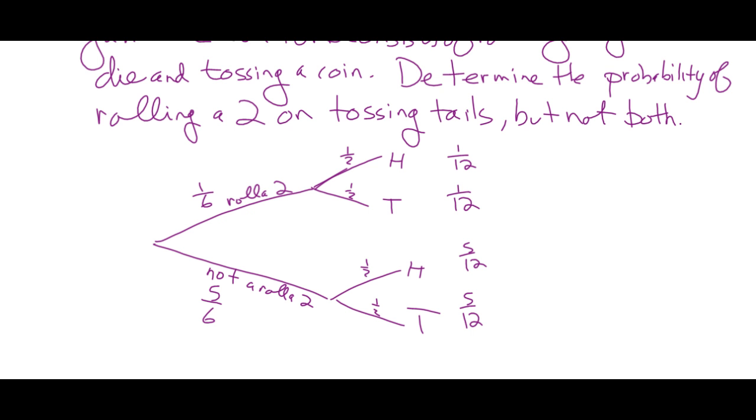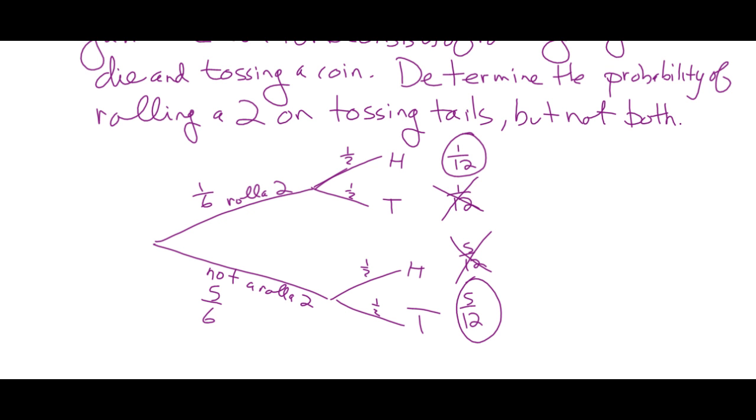Now, what do we want? The probability of rolling a 2 or tossing tails, but not both. Okay, so am I going to count this? Is this rolling a 2 or tossing tails, but not both? Yeah, it's rolling a 2, but heads. Is this rolling a 2 or tossing tails, but not both? No, that's both, right? So I want to roll a 2 or toss tails, so am I going to count this? No. Rolling a 2 or tossing tails, am I going to count this? So probability is 5 out of 12 plus 1 out of 12, 6 out of 12, or 1/2.